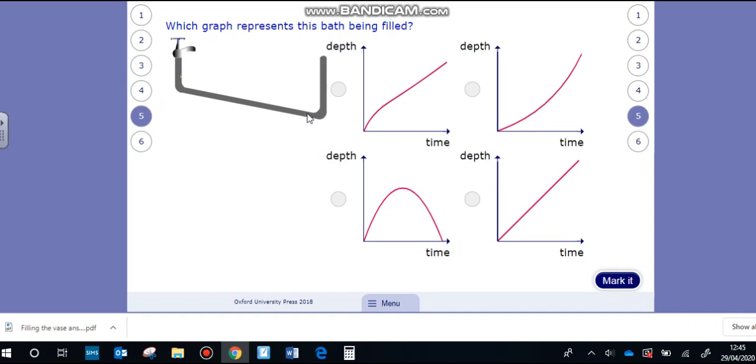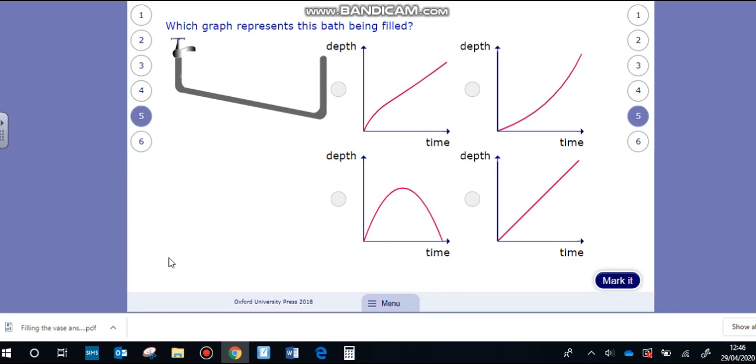All right, so we've got a very, very small surface area here, and as the bath fills up, the surface area at the bottom is getting bigger and bigger. So how is that going to affect the depth? And then we get to this point, and the surface area stays the same. So how is that going to affect it?